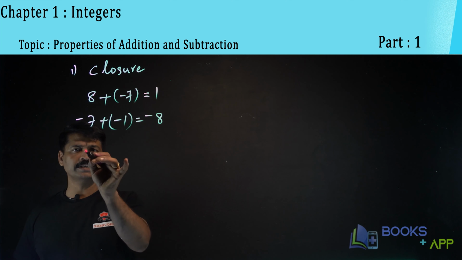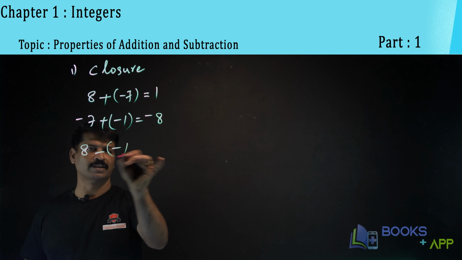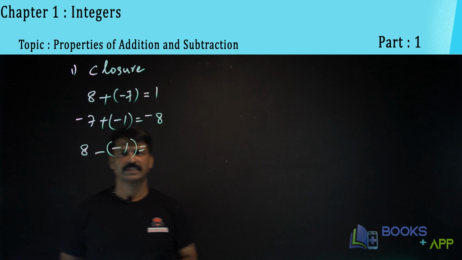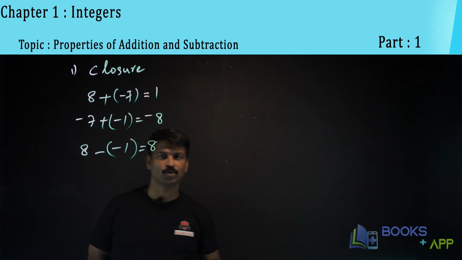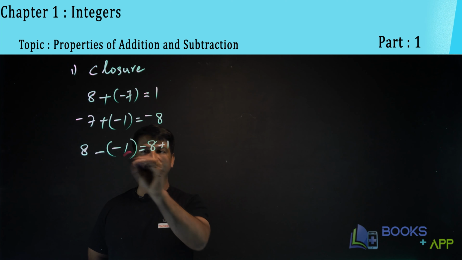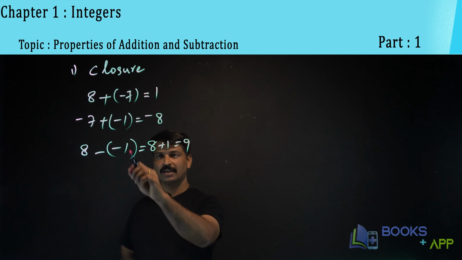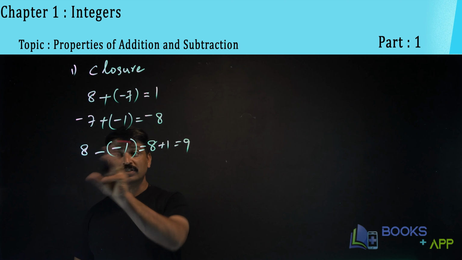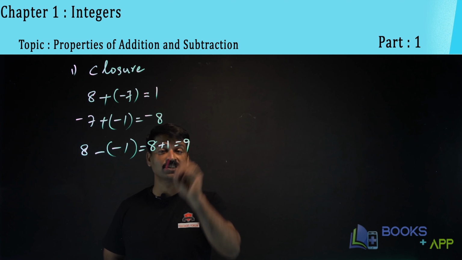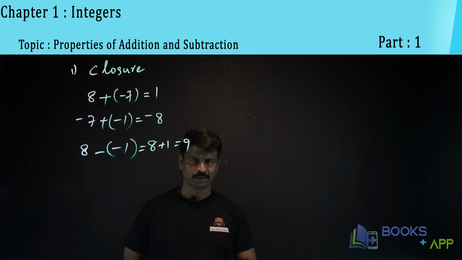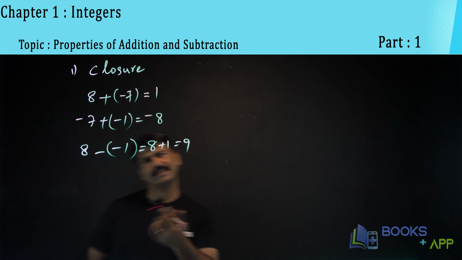For example, 8 minus minus 1. What is the answer? Yes, it is 8. What is minus into minus? You should write plus. So 8 plus 1 is 9. You see, 8 is an integer, minus 1 is an integer. When you subtracted two integers, the answer 9 is also an integer. So when you subtract two integers, what do you get? You get an integer. You take any numbers.